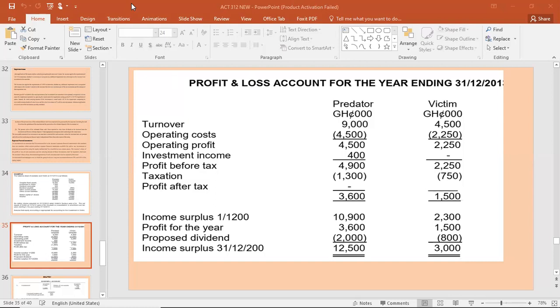I was saying that when you add the opening balance and you add the profit for the year and you get 14,800, what is the name for the 14,800?